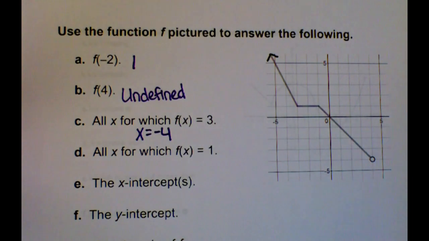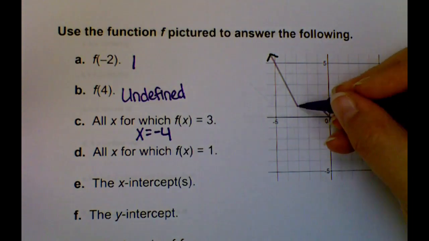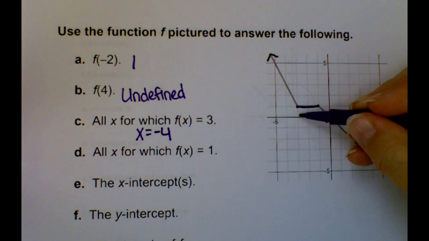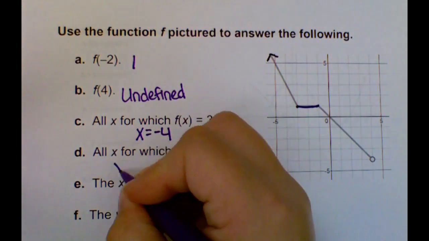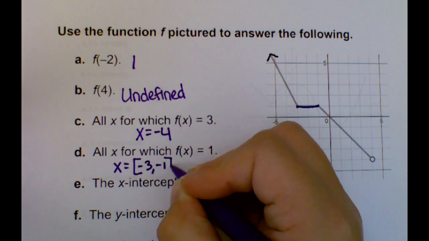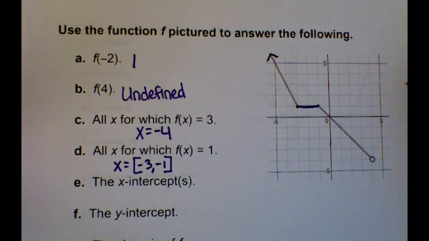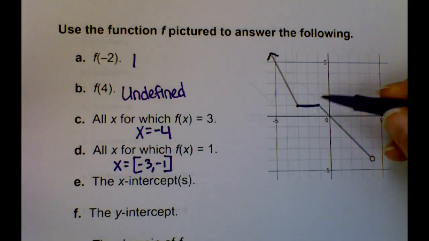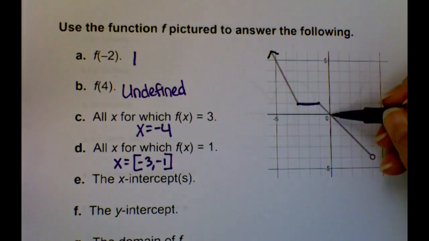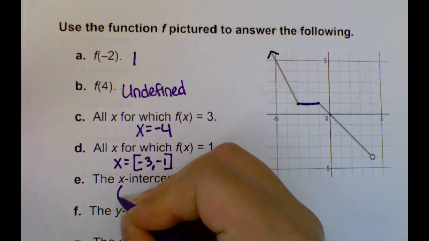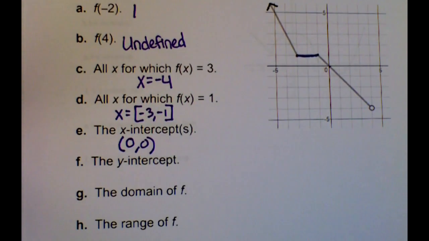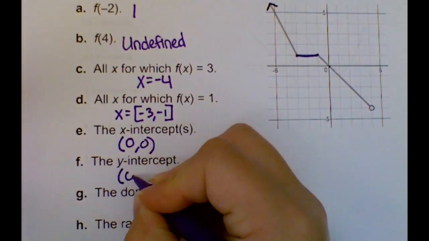All x for which f of x equals 1. Well, this one, I have anything between these 2 points. Anything between negative 3 and negative 1. So we'll just say x equals the interval from negative 3 to negative 1, including both endpoints because our y value is 1 at both of those endpoints. The x-intercepts, that's where it crosses the x-axis. It crosses at 0. That point is 0, 0, remember? The y-intercept, where we cross the y-axis, is also 0, 0.